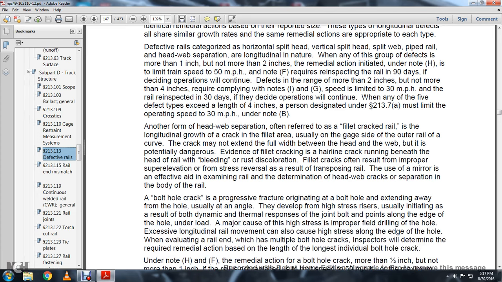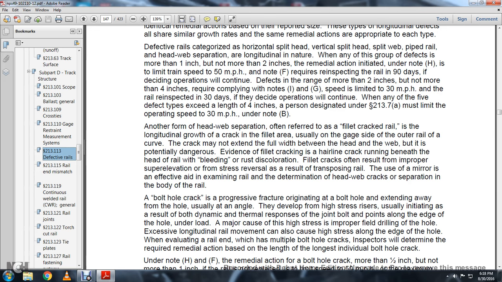Another form of head web separation, often referred to as a fillet crack, is the longitudinal growth of a crack in the fillet area, usually on the gauge side of the outer rail of a curve. The crack may not exceed the full width between the head and the web butt. Potentially dangerous evidence of a fillet crack is hairline cracking running beneath the head of the rail, with bleeding of rust discoloration.